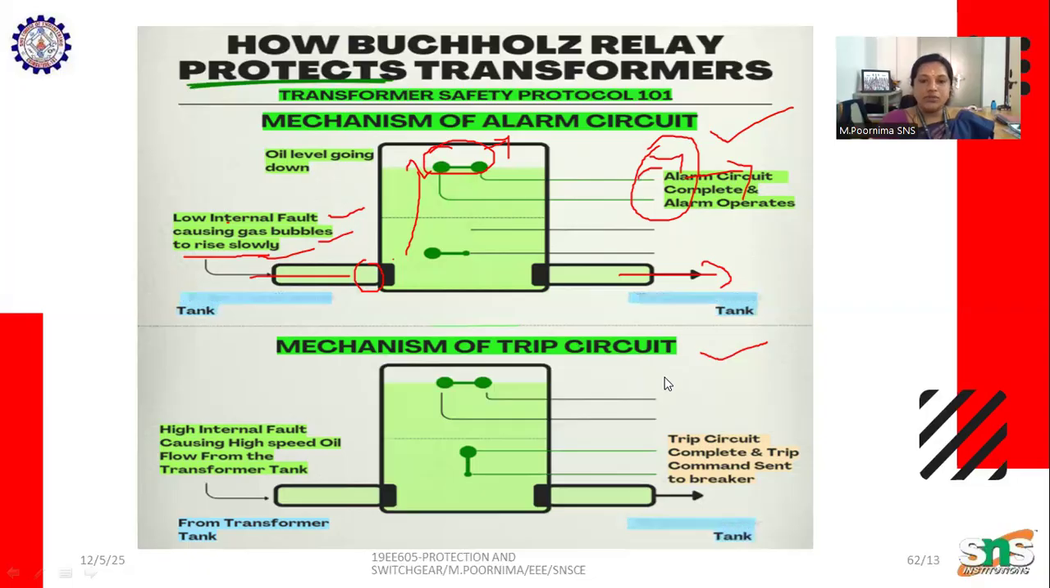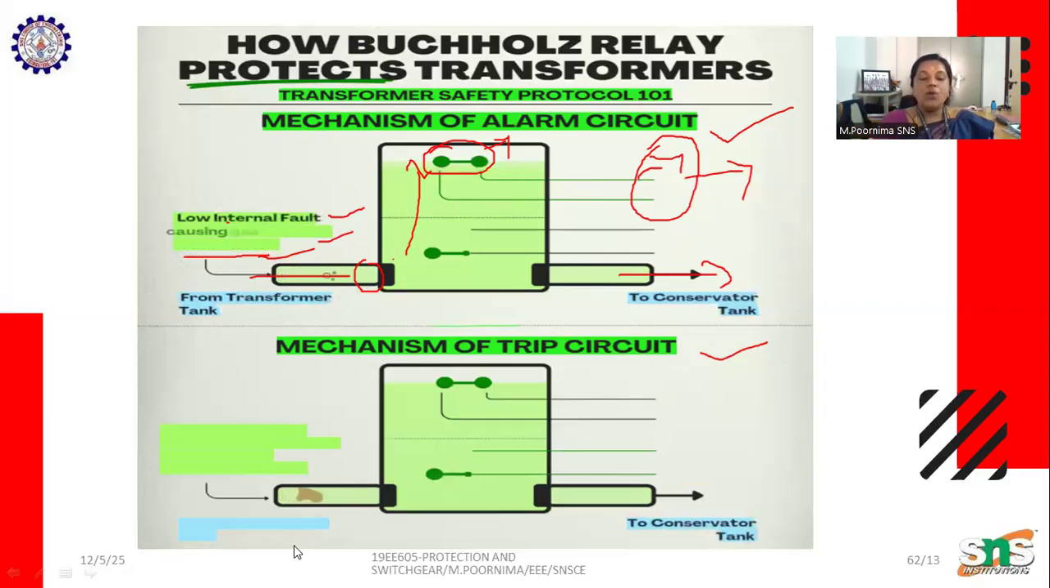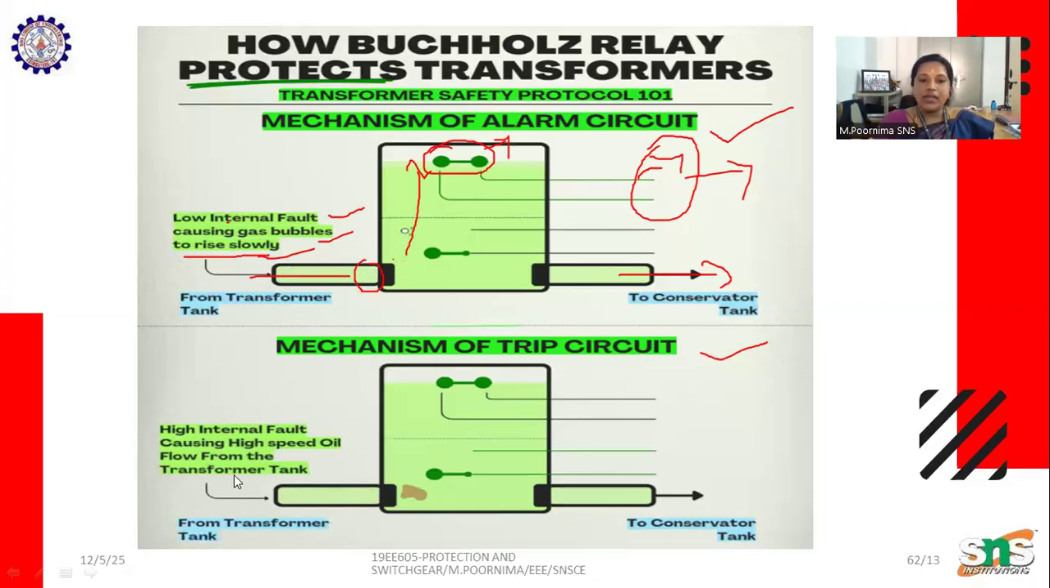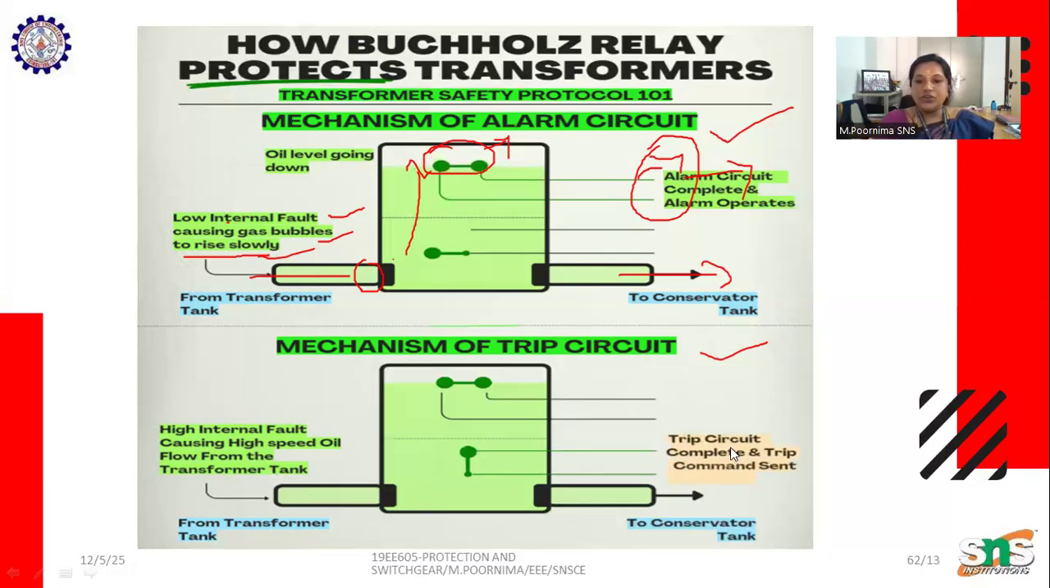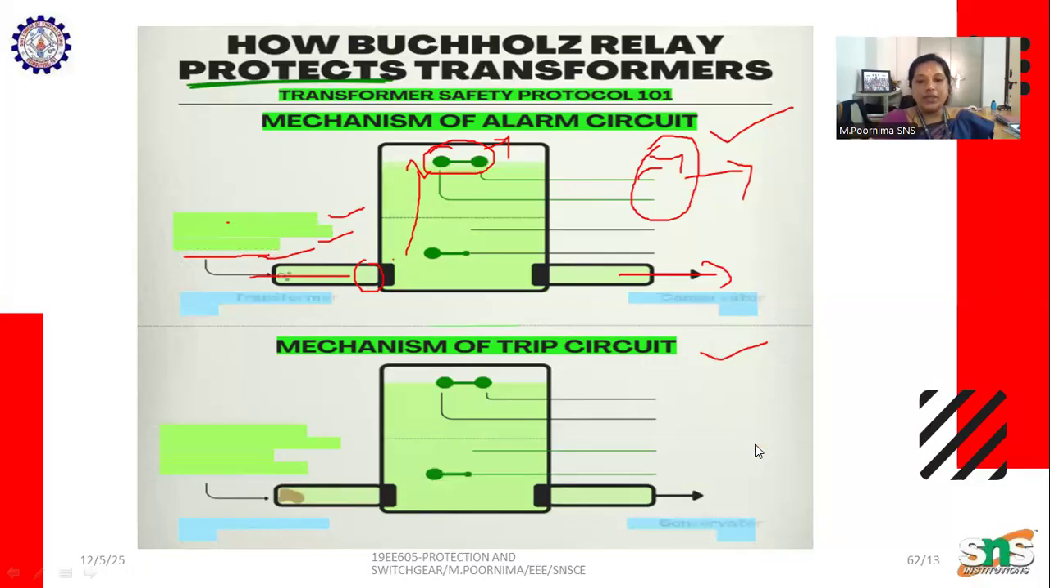Now coming to the mechanism of the trip circuit. A high internal fault causes high speed oil flow from the tank to the conservator. Here we can see the high speed oil flowing. The high speed oil first closes this switch to the trip circuit. The trip circuit is completed and gives the tripping command to the breaker.